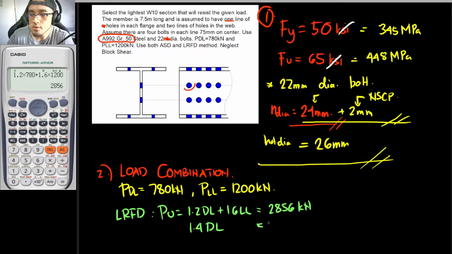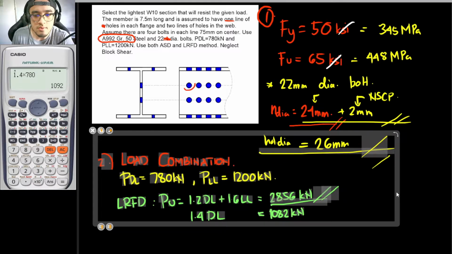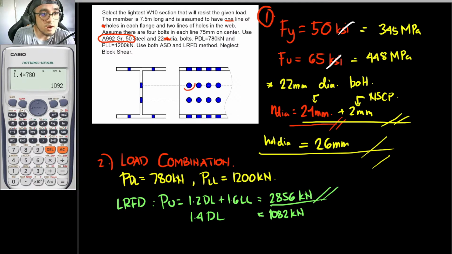And as for the second one, this is to be equal to 1.4 times our dead load, and our dead load is to be equal to 780. So with that, our answer here is to be equal to 1,082 kilonewtons. By inspection, guys, we can see that this one right here would give you the higher value, meaning this one right here governs. Okay, so that is for LRFD. And as for your ASD, wait, I will just be moving it here.